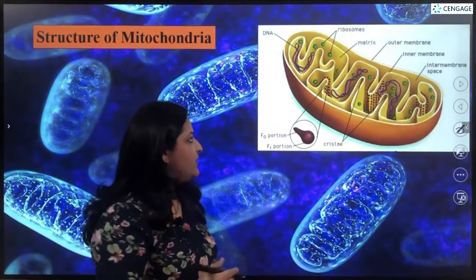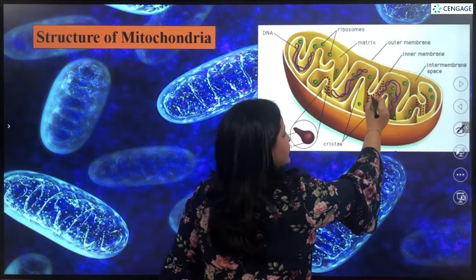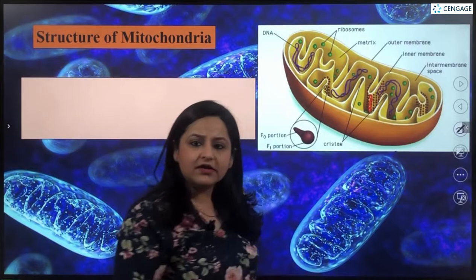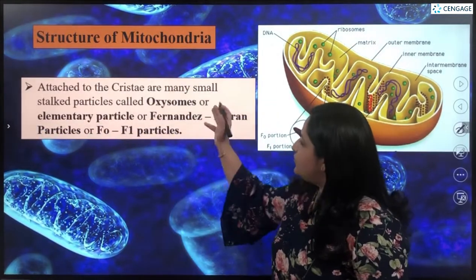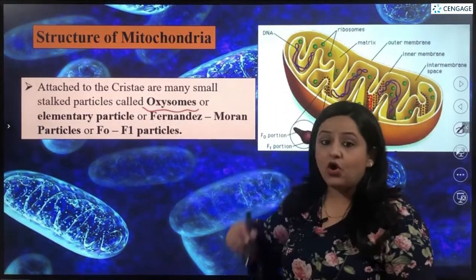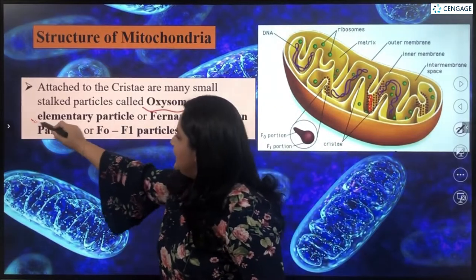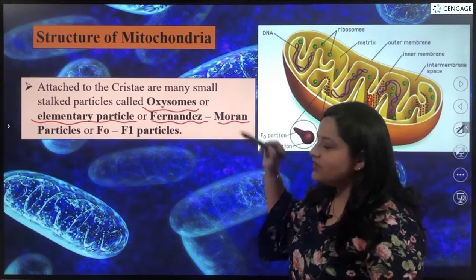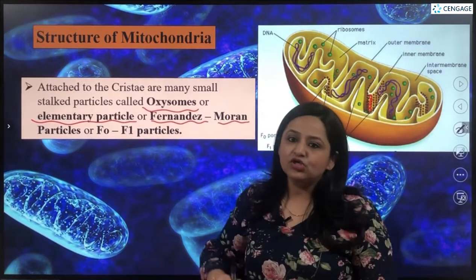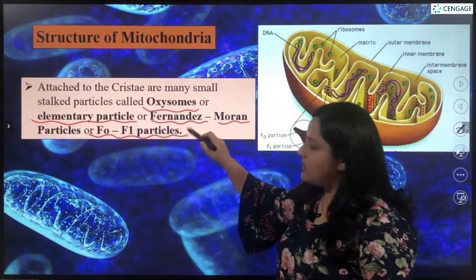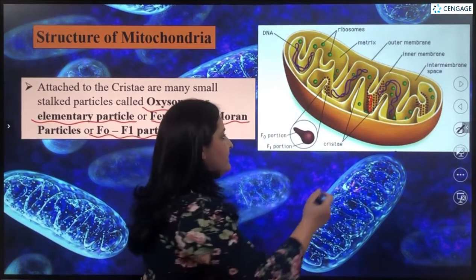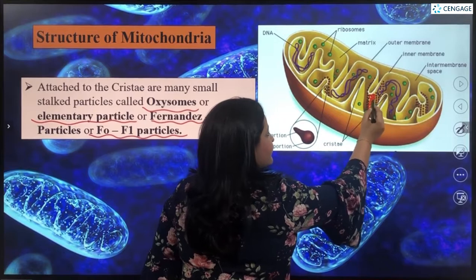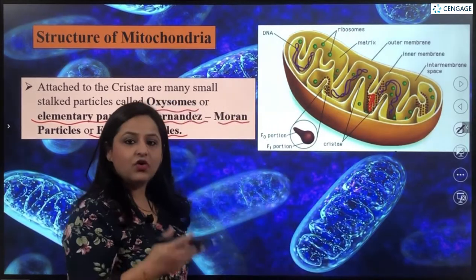If you look at cristae very carefully, you will be able to see small particles attached to them. These small particles attached to cristae are known as oxysomes, or elementary particles, or Fernandez-Morin particles, or simply F0, F1 particles. So we can have a look over here. All these structures attached to the cristae are known as the oxysomes.